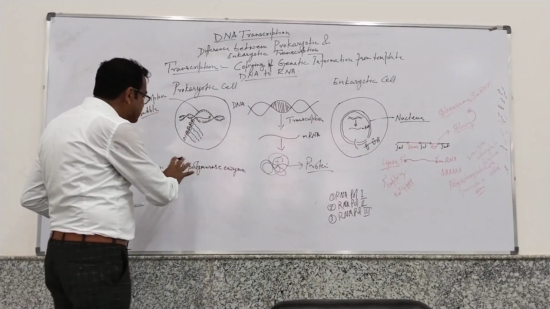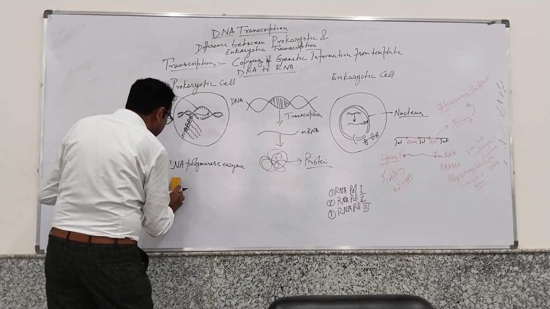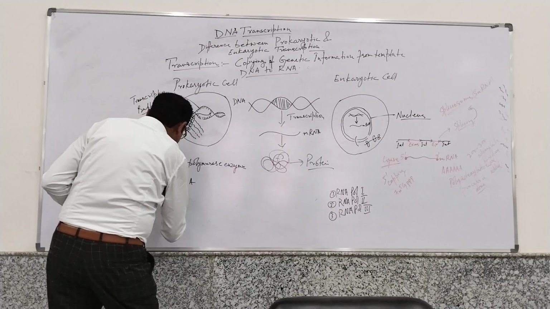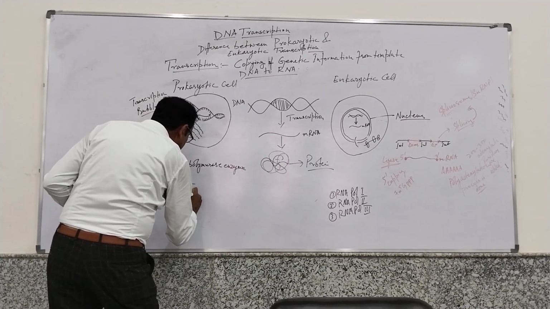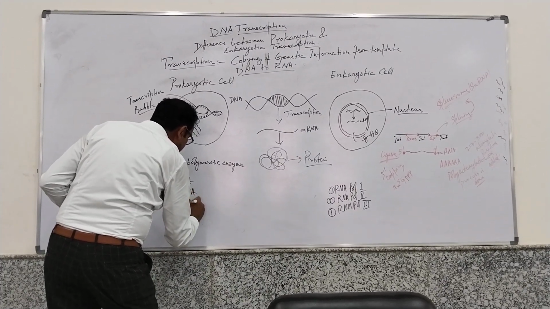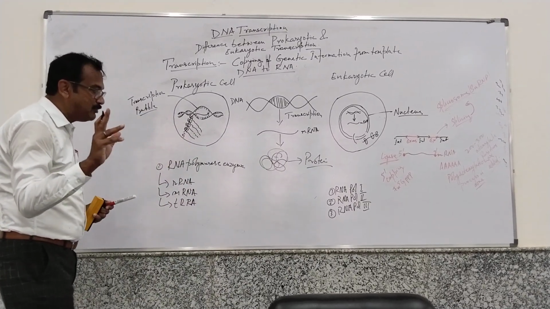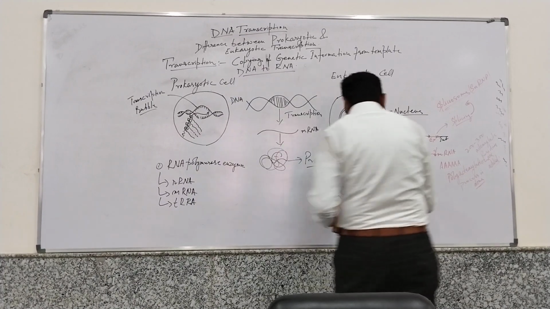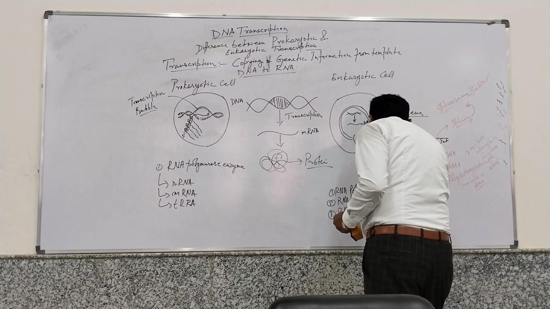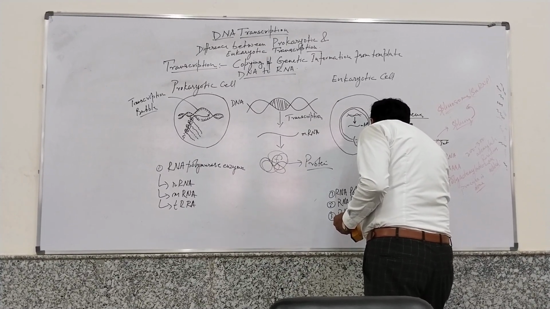In prokaryotes, this RNA polymerase is a single enzyme which forms the rRNA, mRNA, and tRNA. All three types of RNA are made by a single RNA polymerase enzyme. But in eukaryotes, with the three types of polymerases, RNA polymerase 1 forms the rRNA, RNA polymerase 2 forms the mRNA.